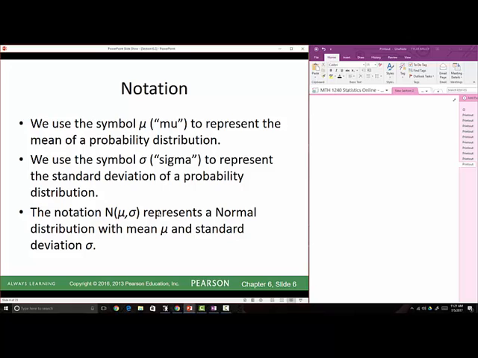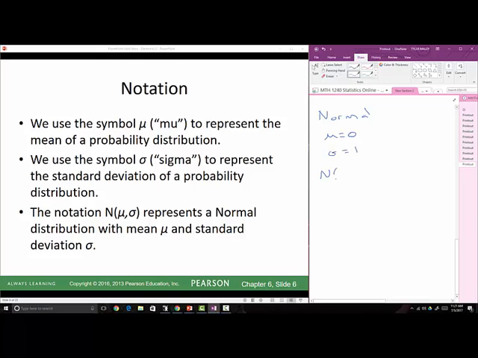For example, let's say we had a normal distribution with a mean of 0 and a standard deviation of 1. Then I would show that with capital N and then 0, 1. That's what this information tells me: that I have a normal distribution centered at 0 with a standard deviation of 1.